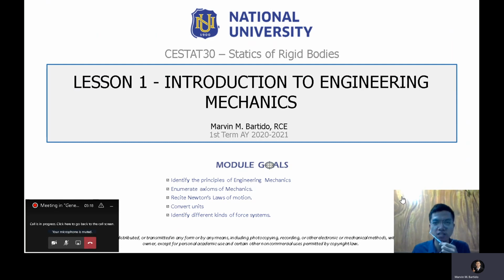So today for statics of rigid bodies, we're going to discuss the first lesson, which is the introduction to engineering mechanics. For this lesson, we will have the following intended learning outcomes.